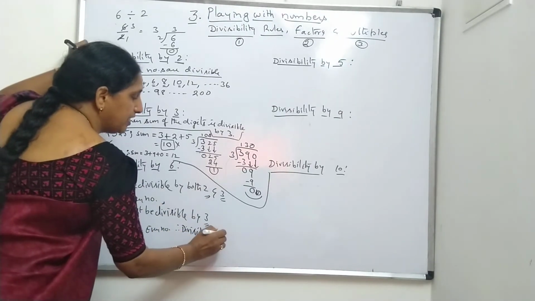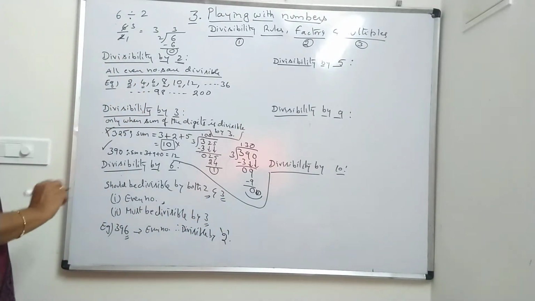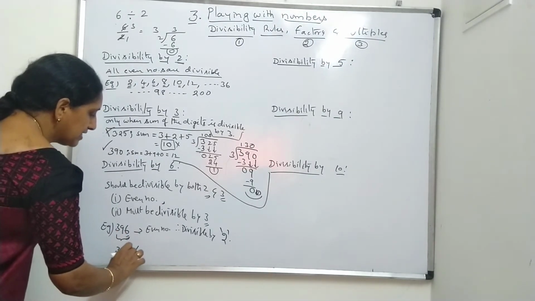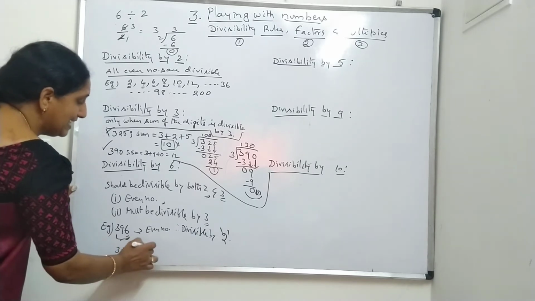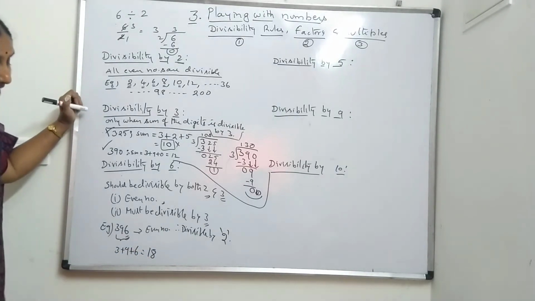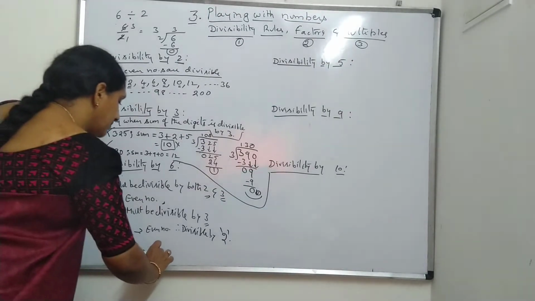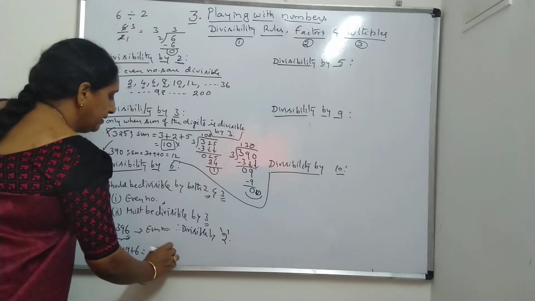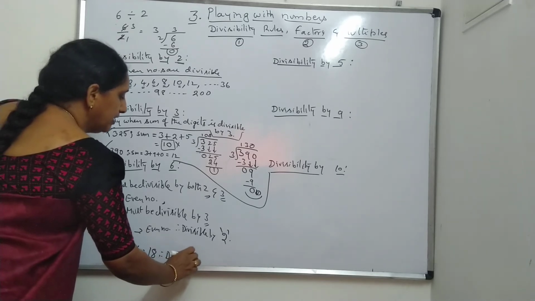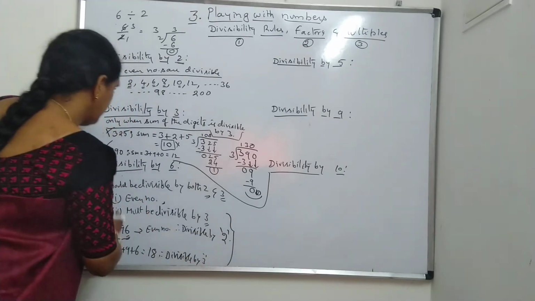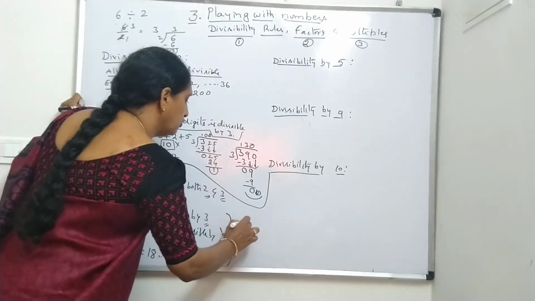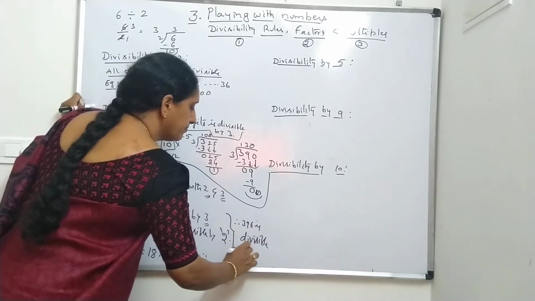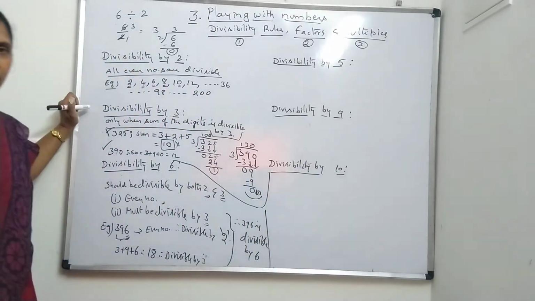Now check the second rule. What is the second rule? It should be divisible by 3 also. What is the divisibility rule of 3? So you add the digits. 3 plus 9 plus 6. So 3 plus 9, 12, 12 plus 6, 18. Is 18 divisible by 3? Yes, 3 sixes are 18. So this is divisible by 3. Thus this number is divisible by 3. Therefore 396 is divisible by 6. So this is how you have to write in your notebook.